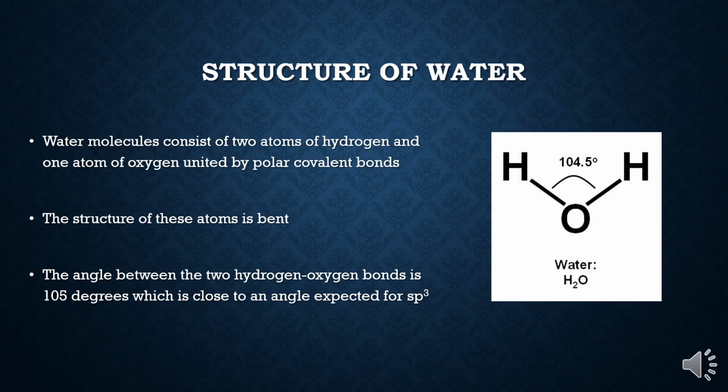of water. Structure of water. Water molecules consist of two atoms of hydrogen and one atom of oxygen, united by polar covalent bonds. The structure of these atoms is bent, as we talked about with hybridization and actual configurations. The angle between the two hydrogen-oxygen bonds is 105 degrees, which is close to an angle expected for an sp3 electron configuration.